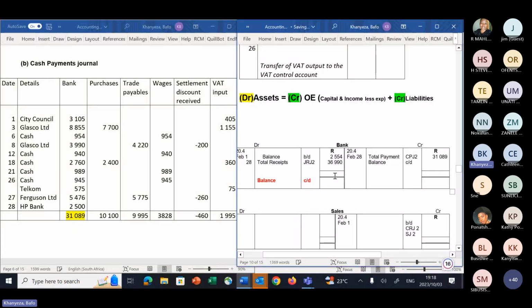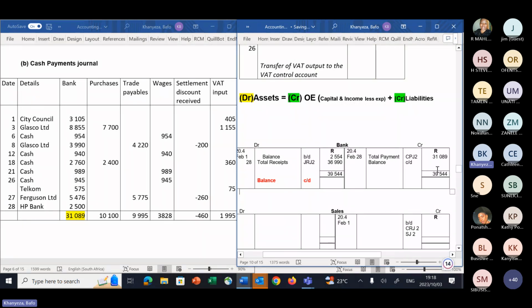Which one is the bigger side? If you add 2554 and 23699, then you're gonna get 39544. And this is the balancing figure now, 39544. So now we need to decide which amount we carry.